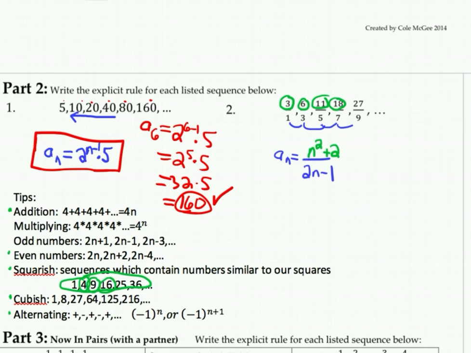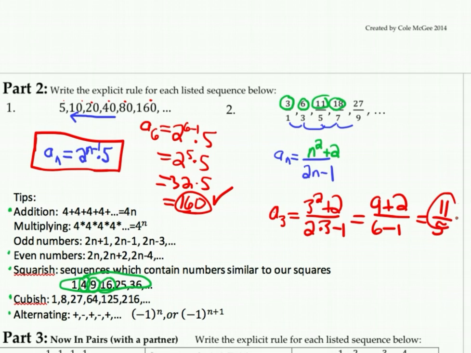Now, if you're experimenting, you're not going to have it come out as easily as I did this time. So of course, once you think you've got an idea, check any term, like the third term, and see if it comes out. So for us, it's going to be this over 2 times 3 minus 1, which is 9 plus 2 over 6 minus 1, which is 11 fifths. Is that my third term? Yes, it is. So this is the correct explicit version of that sequence.